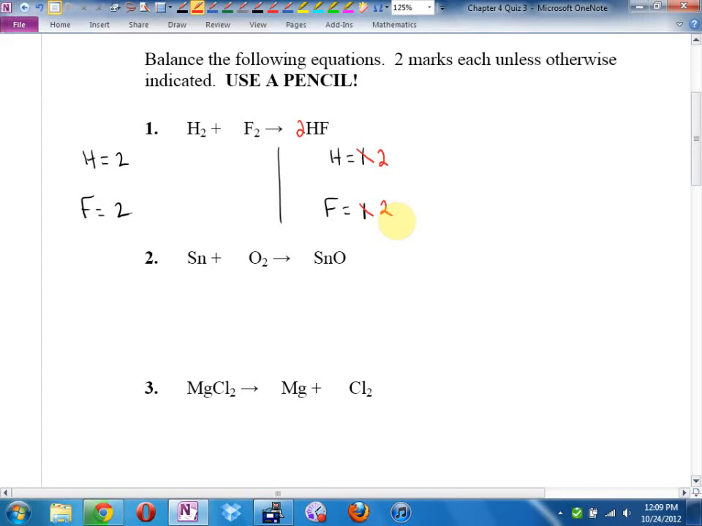2 marks. This one probably could have been a 1 marker. I made them each 2 marks. So if you got a 2 there, great. If you have something different, see me afterwards, and I'll look at it.